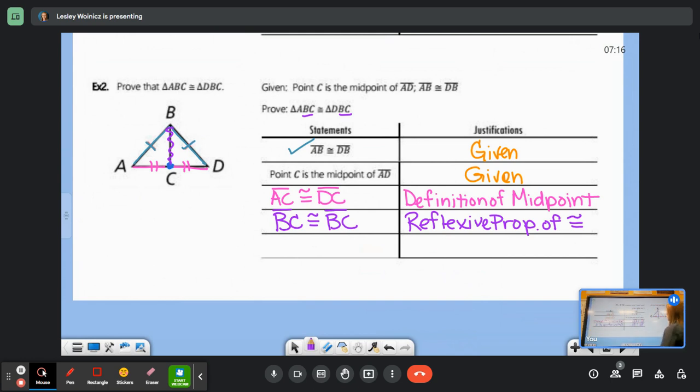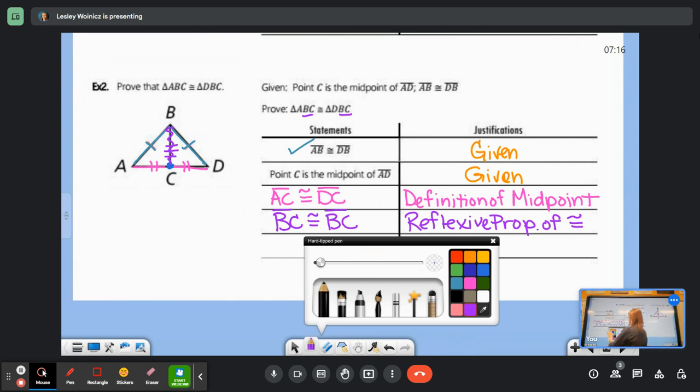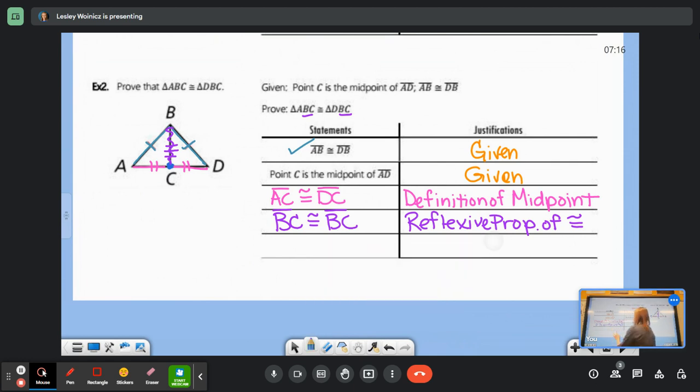Now I have my three sides congruent. I'm ready to say my triangles are congruent. So, triangle ABC is congruent to triangle DBC by side, side, side. Congruent.